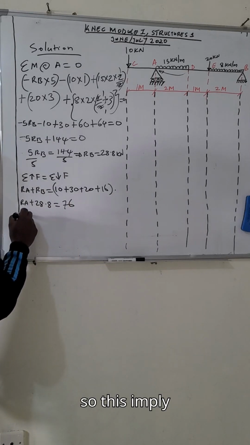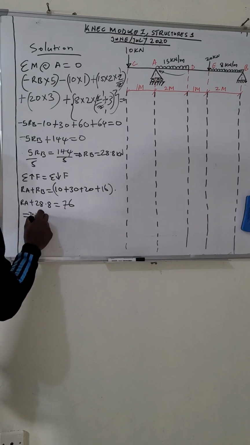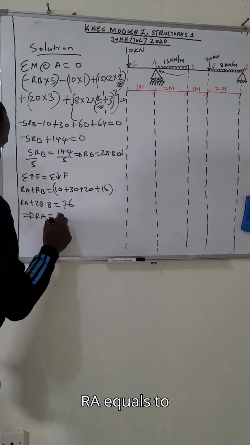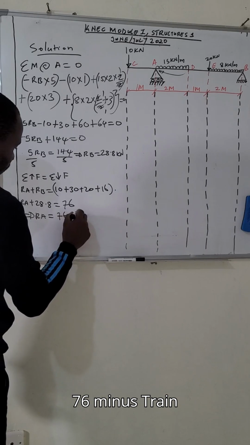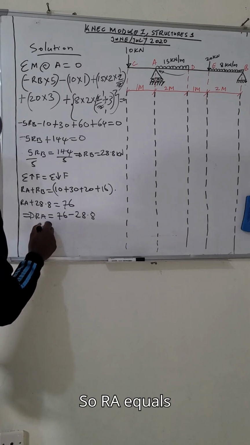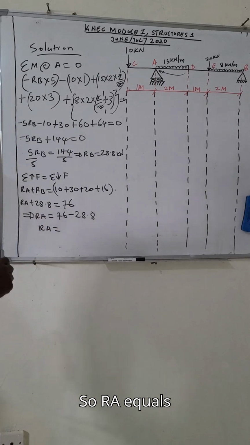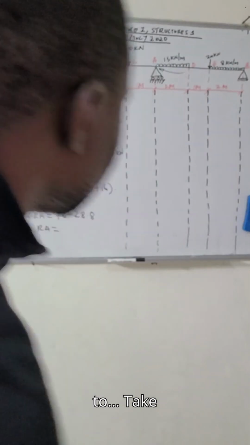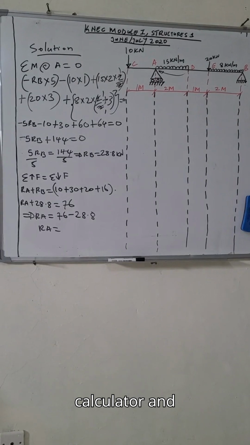So this implies RA equals 76 minus 28.8. So RA equals to, take your calculator and carry out the operation.